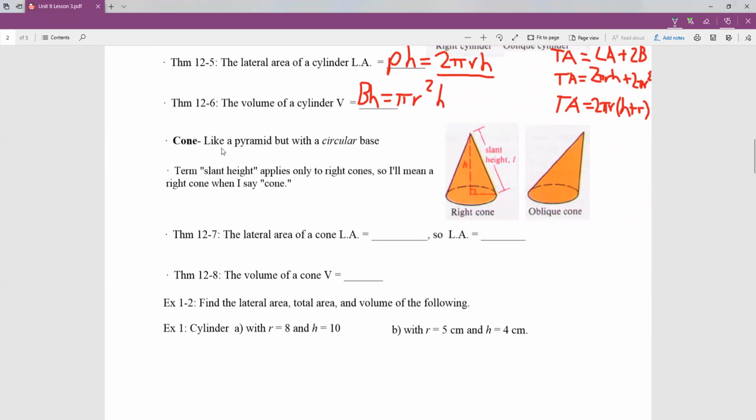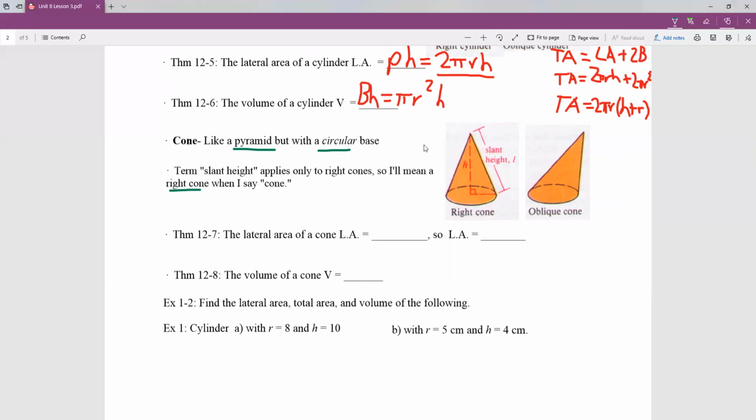So cones are like a pyramid, but with a circular base. Okay, the term slant height only applies to right cones. So when we're talking about cones here, we're only going to be talking about right cones. So lateral area of a cone. So here we have the slant height and the height here.